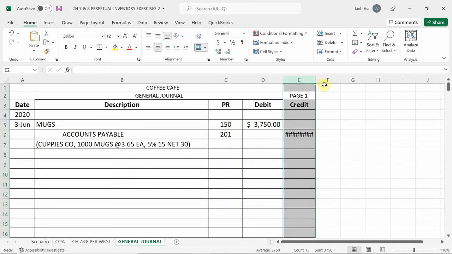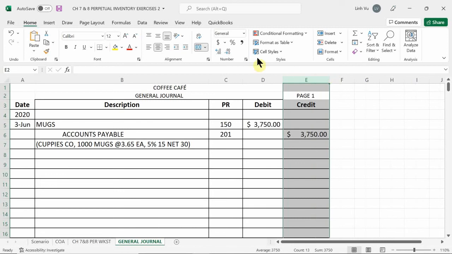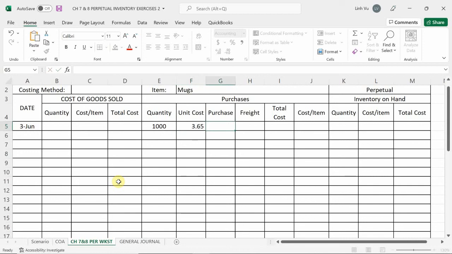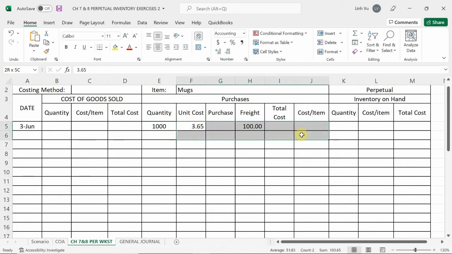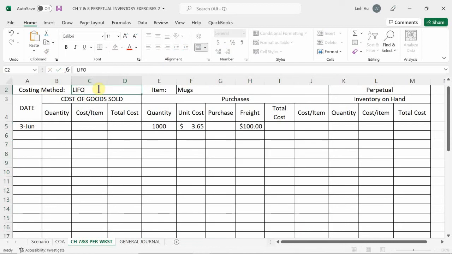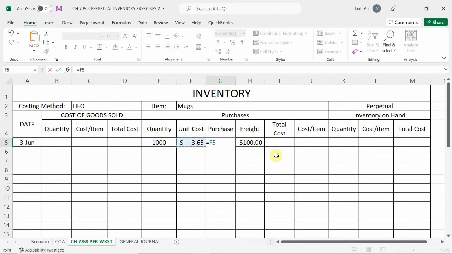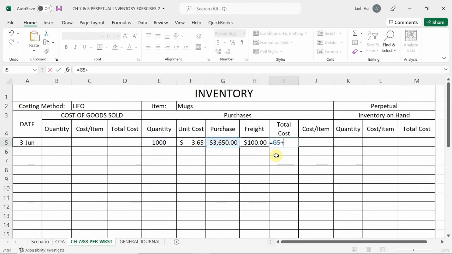So now that we finished our journal, we have a description, our debits and credits. We're going to plug it into our inventory worksheet because we just made our first purchase. It's June 3rd. We're going to skip over the cost of goods sold section and put this into my purchase section. I bought 1,000 items. I believe this is LIFO, right? Yes. So here we made a purchase of 1,000 units at $3.65. What's my total purchase price here? $3,650, plus 100 gives me $3,750.